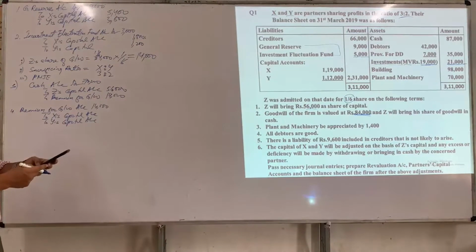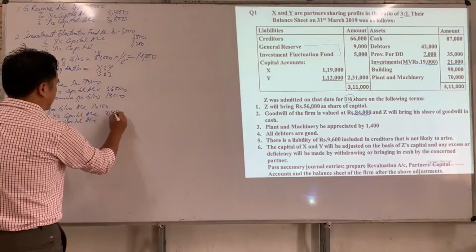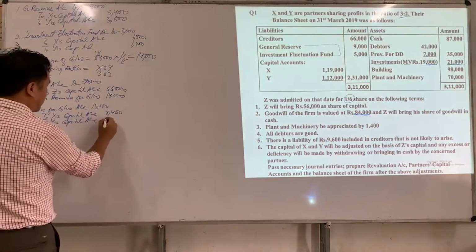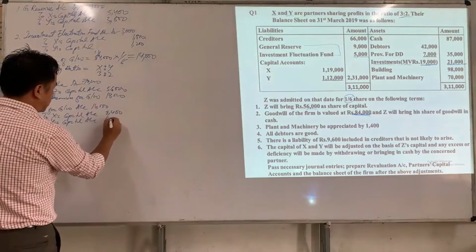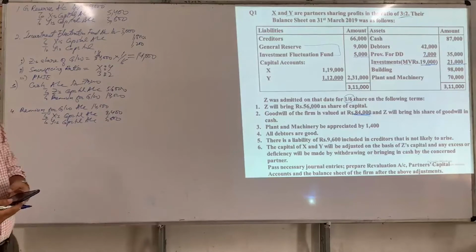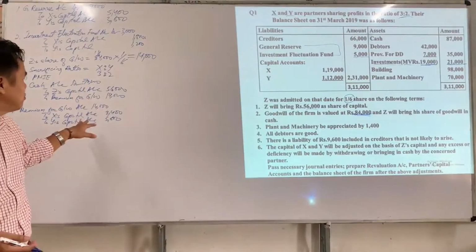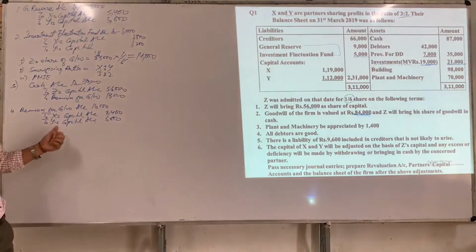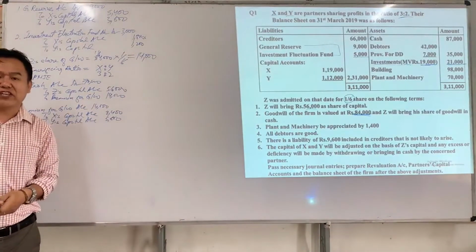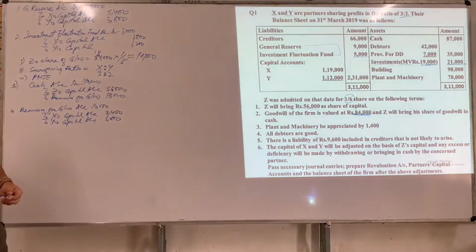So 14,000 multiplied by 3 divided by 5. How much? X will get 8,400 and Y will get how much? Yes, 5,600. So here X's and Y's capital accounts are credited because the premium amount is being transferred to the capital accounts of X and Y, thereby their capital will increase. If their capital increases, it should be credited.